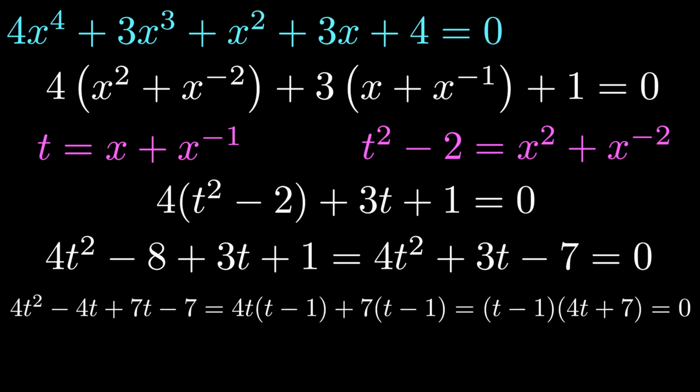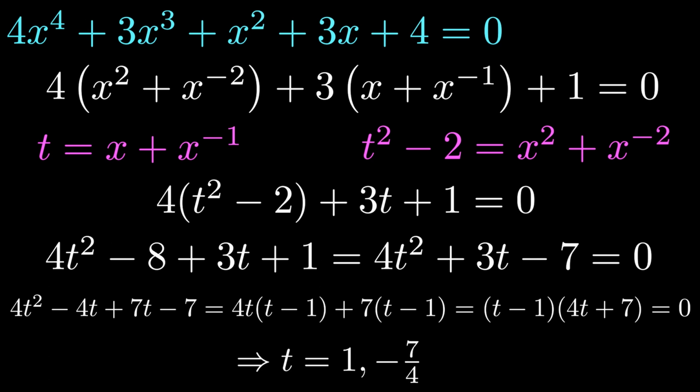Notice that we can rewrite 3t as minus 4t plus 7t, so that we have 4t squared minus 4t plus 7t minus 7. If we factor out a 4t from the first two terms and a 7 from the third and fourth terms, we get 4t multiplied by t minus 1 plus 7 multiplied by t minus 1. And now if we factor out t minus 1 from both of these terms, we get t minus 1 multiplied by 4t plus 7 equals 0. And if we set both of these factors equal to 0, we get that t is equal to 1 and minus 7 divided by 4.